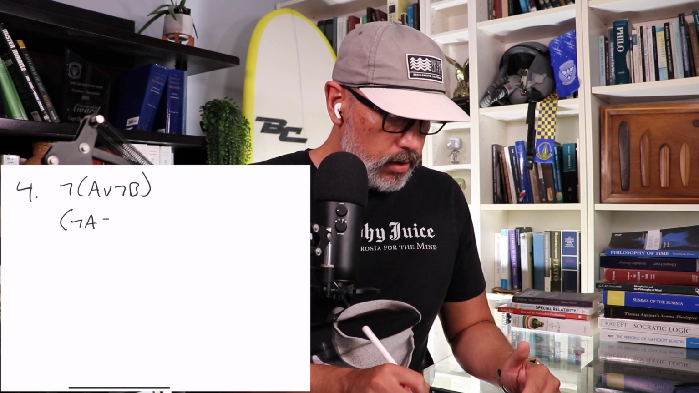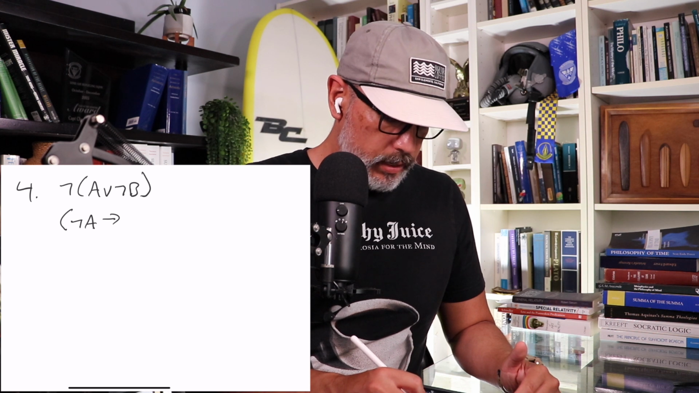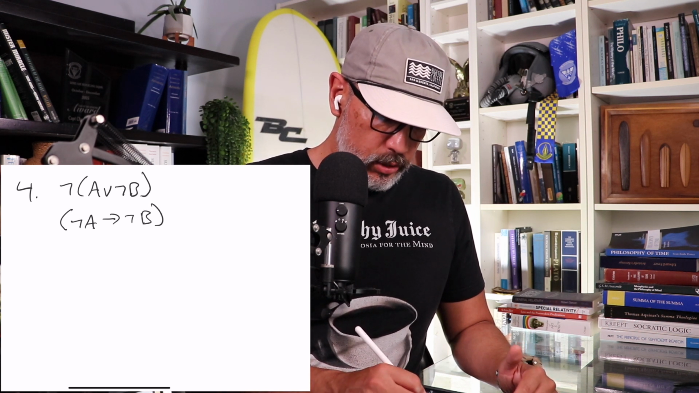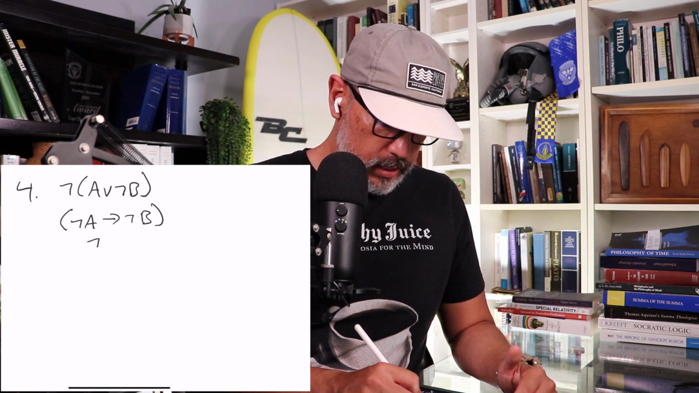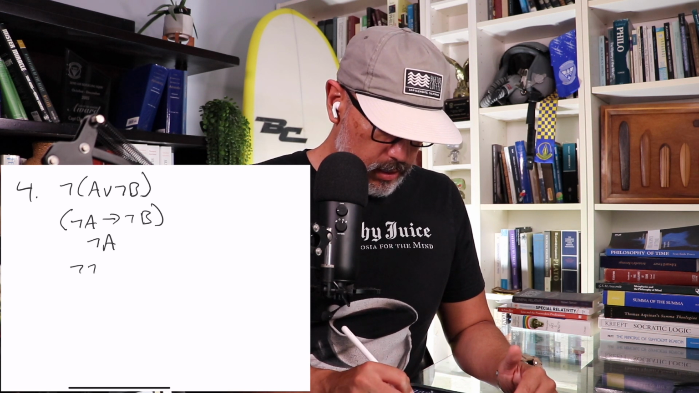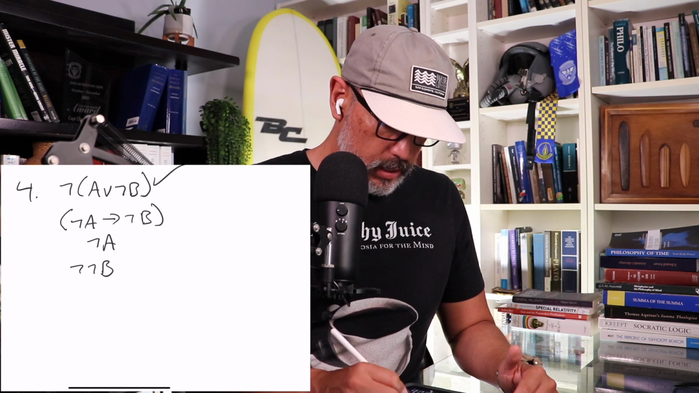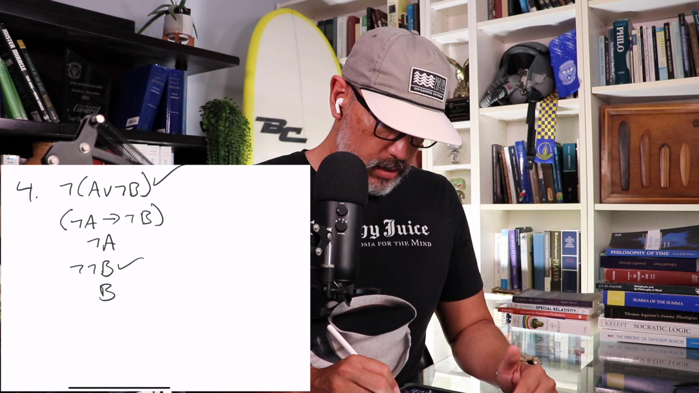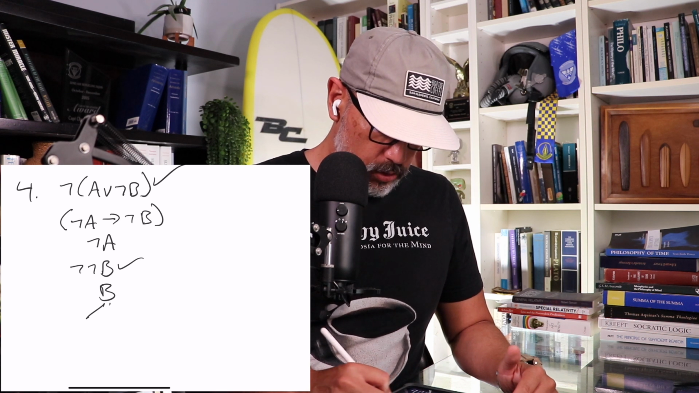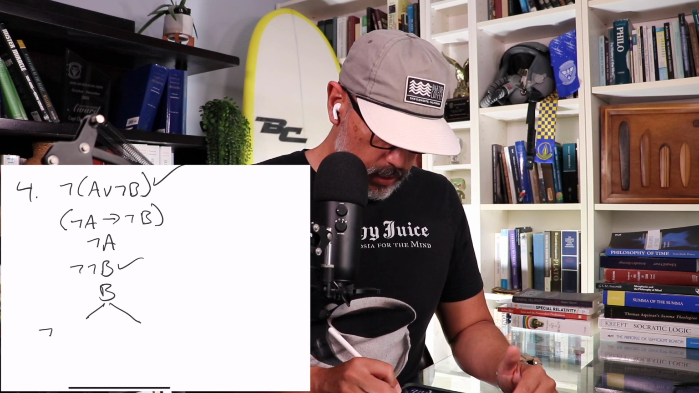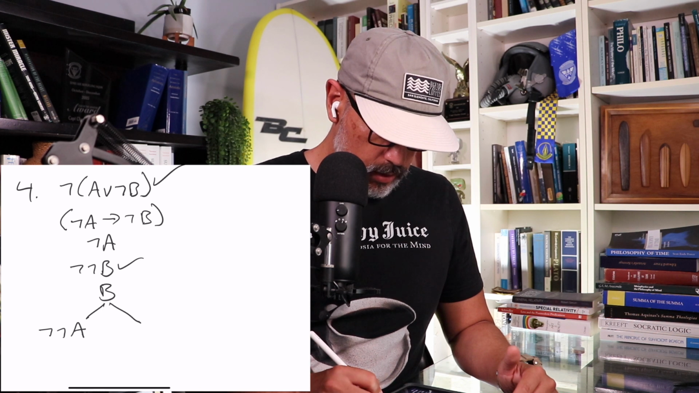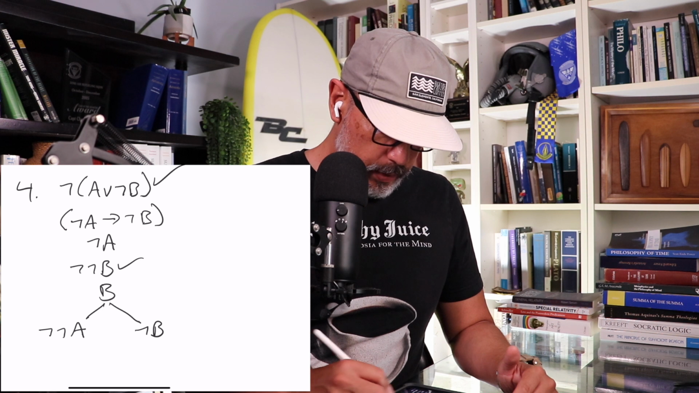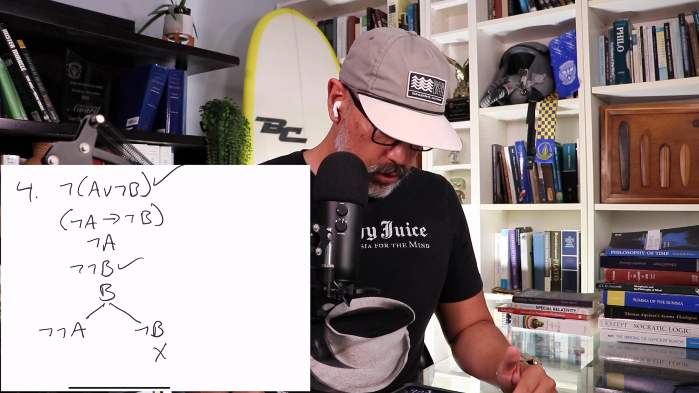If not A, then not B. All right, let's first do the rule for the negation of the disjunction, and that looks like this, not A, not B, check. And then we have the double negation of that B, check. And then we have the conditional, and it looks like this, not A, and then not B, and the B and the not B close this branch out.